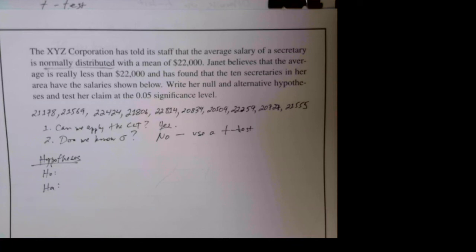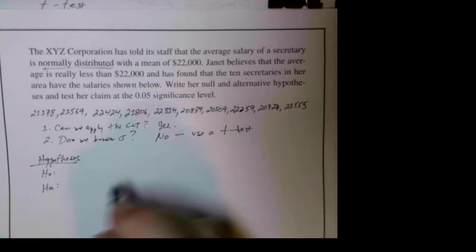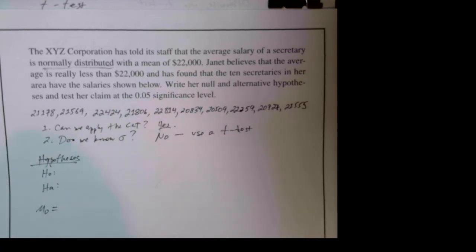First of all, what's mu naught? Well, mu naught is the number involved in the claim about the population mean. Here, the claim is that the average salary of a secretary in this corporation is normally distributed with a mean of $22,000. So mu naught is 22,000. That's mu naught.